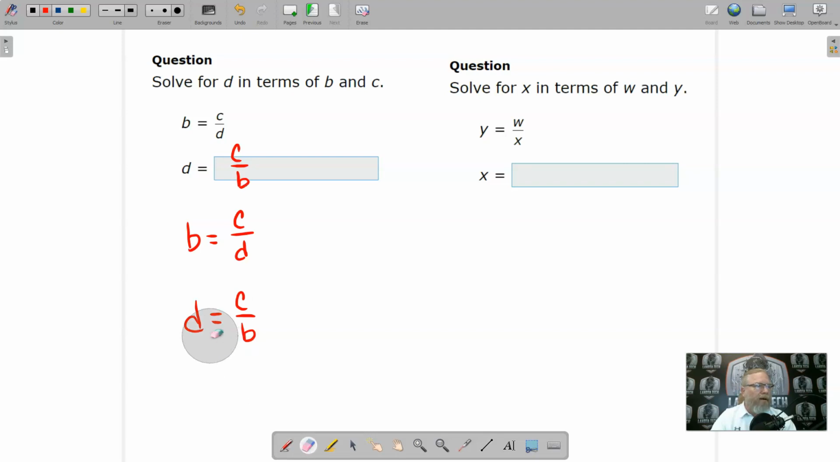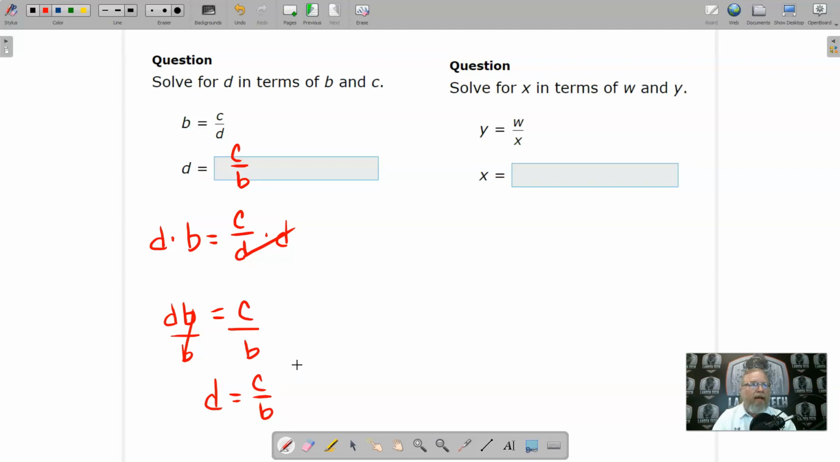Now, if I wanted to go ahead and work that out and show that, I'd multiply by the denominator, the denominators cancel each other, the D's cancel each other, leave me with C, and then I end up with DB. Now I want to get D by itself, so I'm going to divide by B. And what I do to one side, I'm going to do to the other. The B's cancel each other and I end up with D equals C over B. So you see where that shortcut comes in really handy.